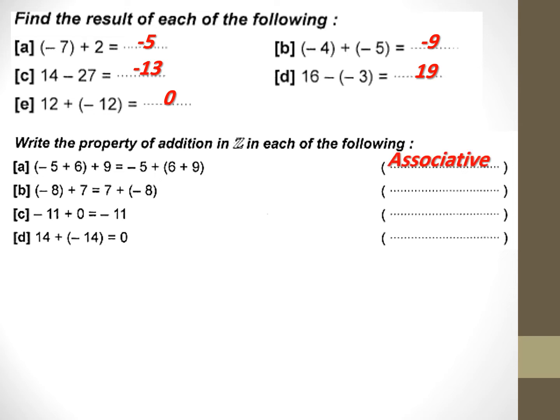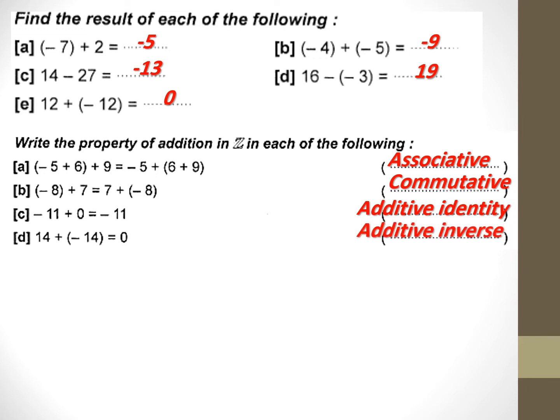Number B, negative 8 plus 7 equals 7 plus negative 8. The places of integers changed, so it is called commutative. Negative 11 plus 0 equals negative 11. That is the effect of 0. That is called additive identity. 14 plus negative 14, the integer and its inverse, is called additive inverse.